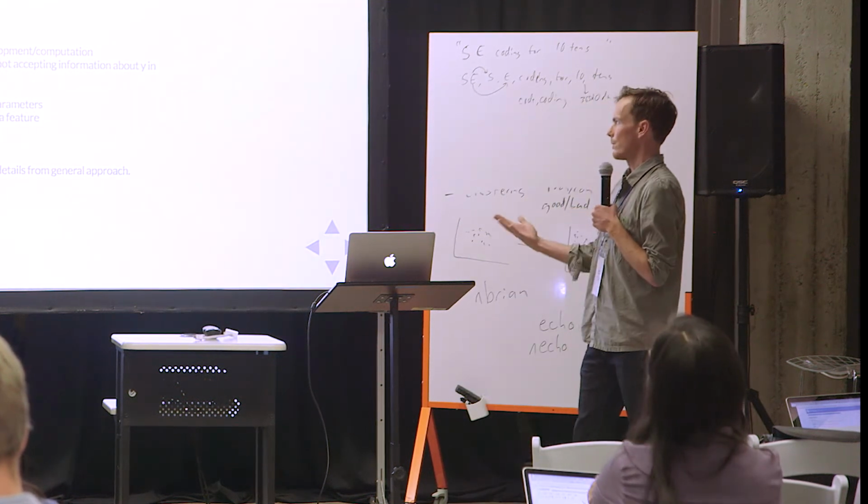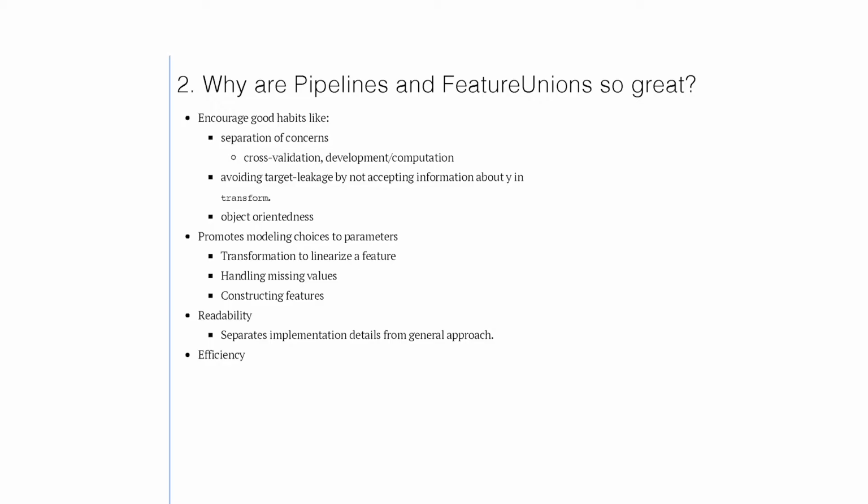So why are they so great? I talked a little bit about how they get us into this sequential, functional style thing while still allowing us to use the object-orientedness of SciKit-Learn. They also encourage some other good habits, and it's really nice actually. You don't realize how much time you're spending worrying about making some of these mistakes that pipelines can make really easy to avoid. Including cross-validation, so it's really going to separate the concern of cross-validation from the actual computation of our data.